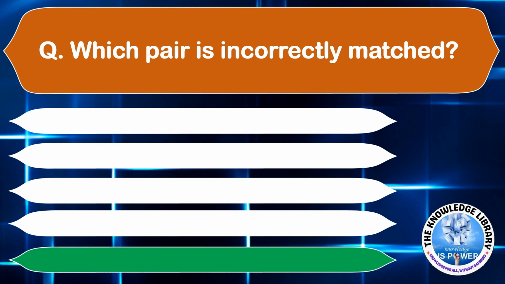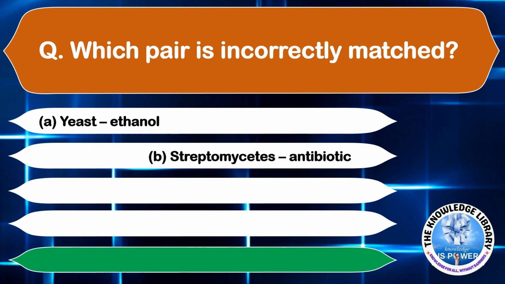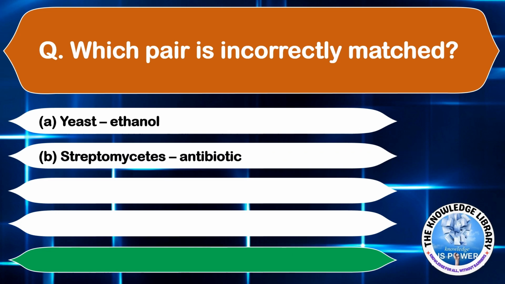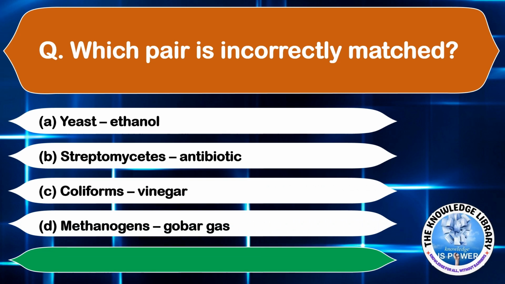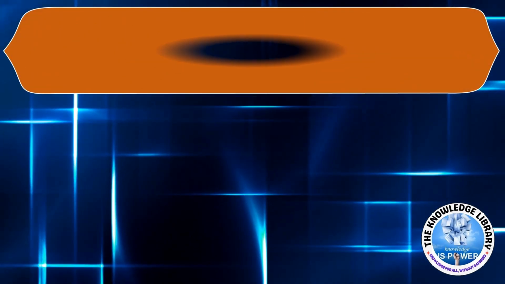Which pair is incorrectly matched? Option A, yeast and ethanol. Option B, streptomycetes and antibiotic. Option C, coliforms and vinegar. And option D, methanogens and gobar gas. The correct answer is option C, coliforms and vinegar. Moving on to the next question.